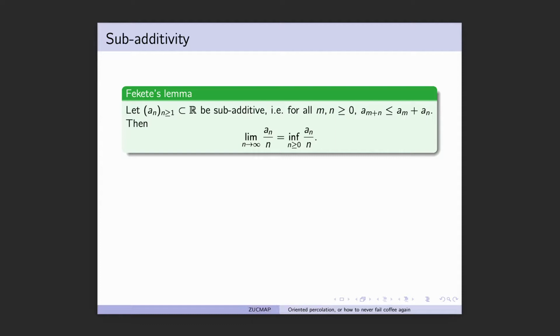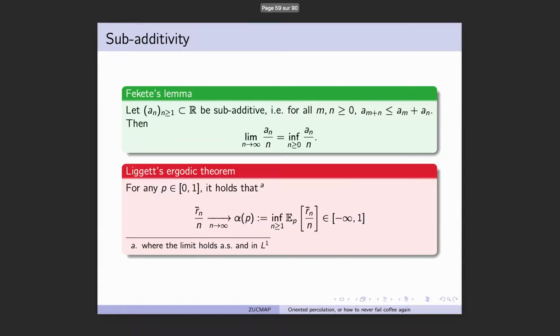In our random setting, we also have a result of this type, which is harder to establish because of every random phenomenon that goes on. But what we can say is the following. It's the content of Liggett's ergodic theorem, which tells you that this R_n over n also converges to something reminiscent of this infimum, and actually it's the infimum of the average of R_n bar over n.